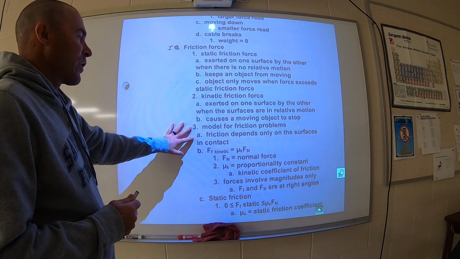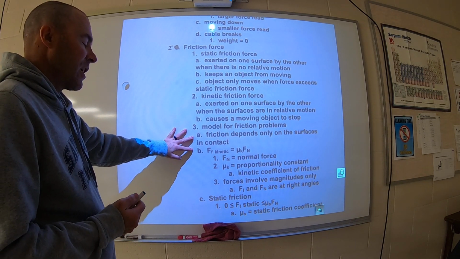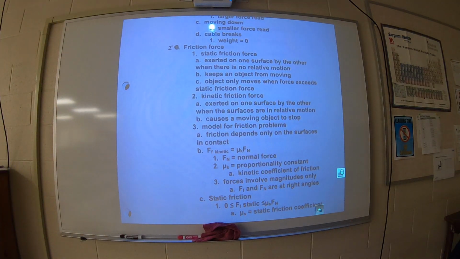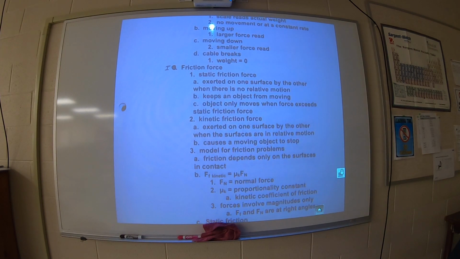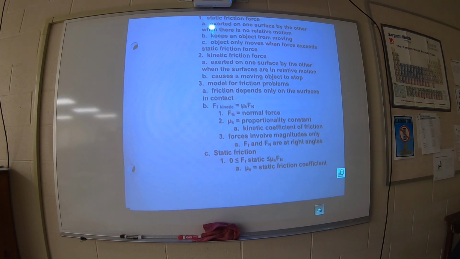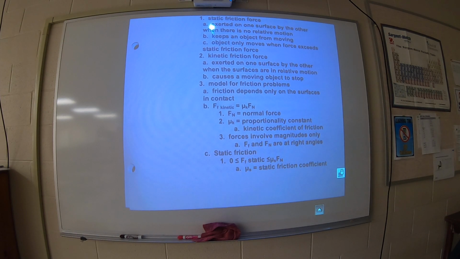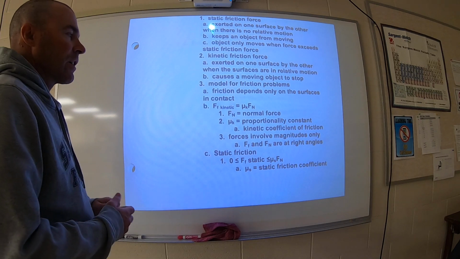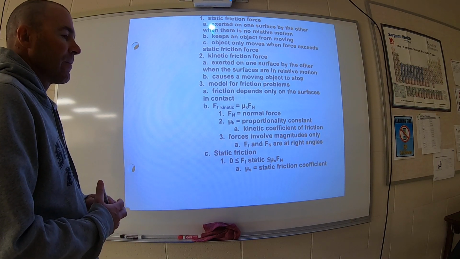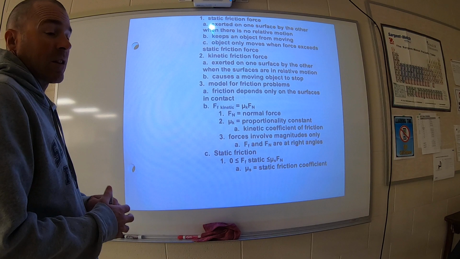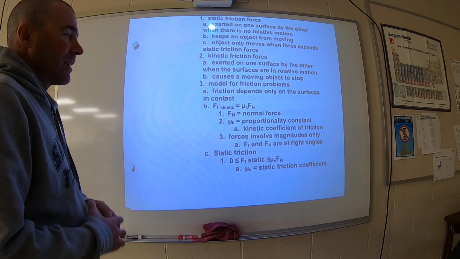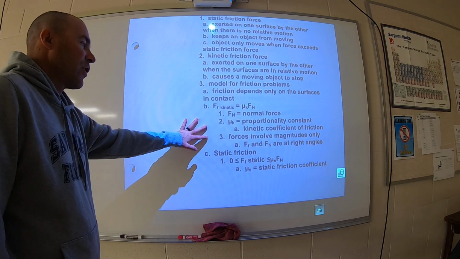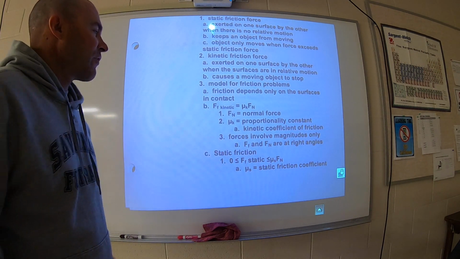So the model we're going to use for friction problems is that friction depends only on the surfaces in contact. And so the force of friction, if we have a kinetic friction force, we can say that's equal to mu of k times Fn, where Fn is the normal force. Mu of k is a proportionality constant, which we call the kinetic coefficient of friction. That's a relationship between the two surfaces that a lot of times you can look up, or in most of our problems you have to solve for. The forces involve magnitude only because the force of friction and Fn are at right angles.